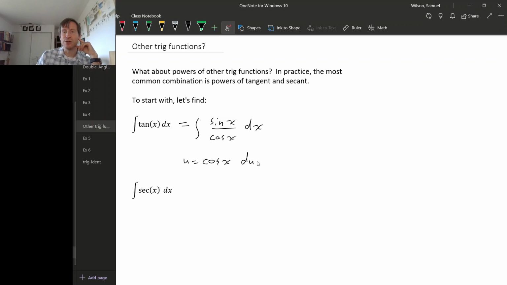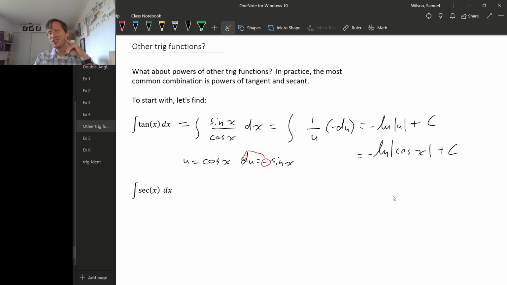That means du is negative sine x, and we can move this minus sign to the other side. So this becomes the integral of 1 over u. This cosine is just u, and sine of x dx together make minus du. Now we can integrate. We get negative natural log of the absolute value of u, plus a constant, of course. And then we need to undo our u substitution. So negative natural log, absolute value of cosine x.